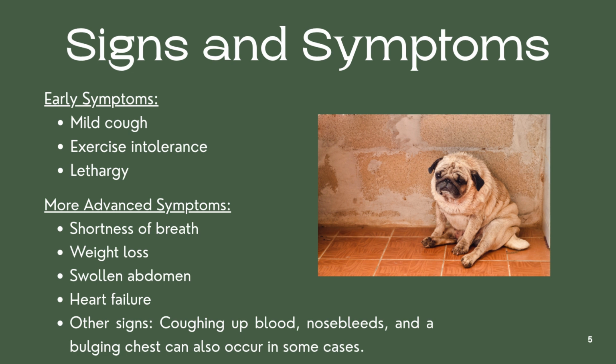Heart failure. In advanced cases, the heart can be severely damaged, leading to heart failure. Other signs include coughing up blood, nosebleeds, and a bulging chest, which can also occur in some cases. So they're hanging out in the chest, so you have lots of symptoms that include the chest, abdomen, and especially the heart.